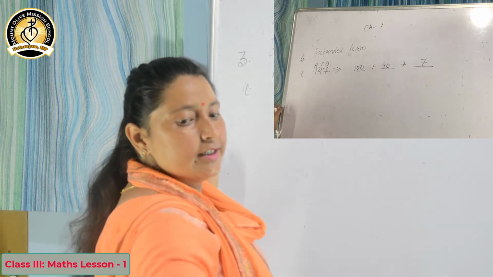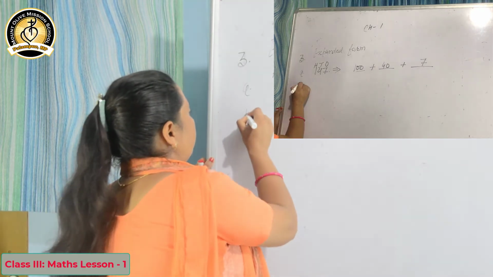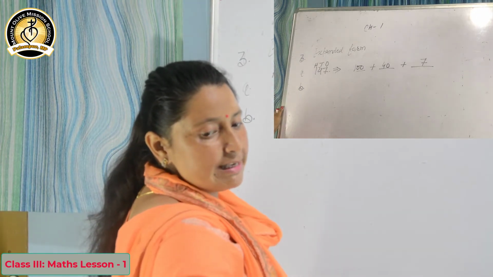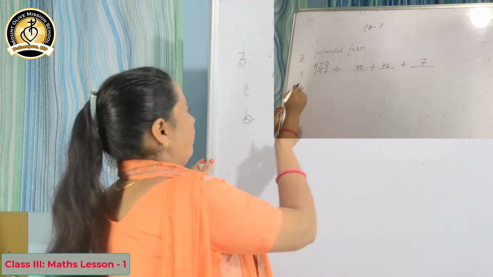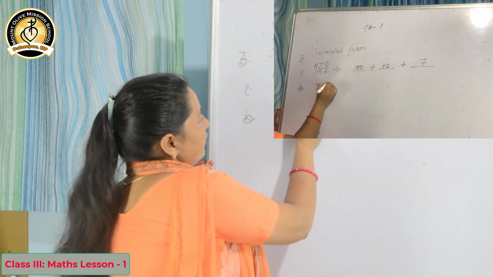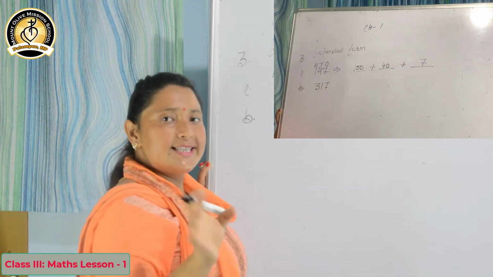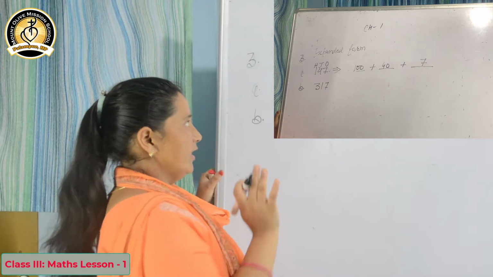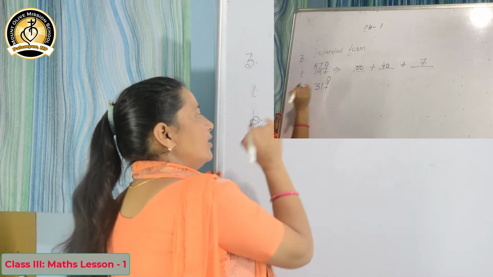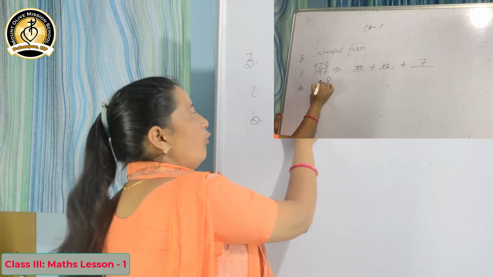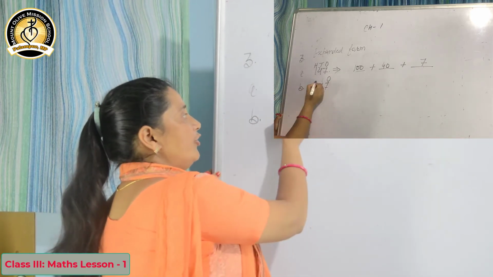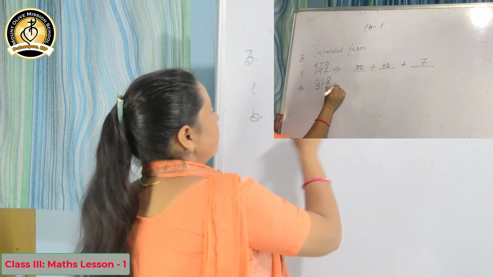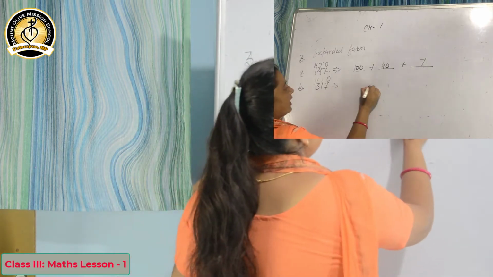Very good. Come on to question number B. Question number B is 317. Same as before, dear students, first of all write the place values: 7 ones, 1 ten, and 3 hundreds. Excellent. Very good.